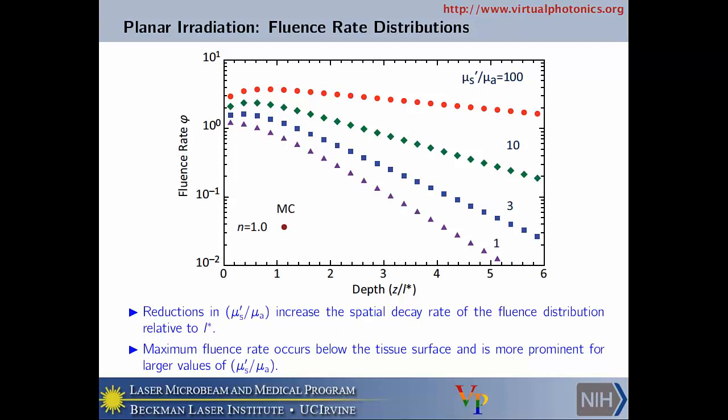If I were to take this piece of tissue out into the air, how do you think these fluence rate plots would change? Let's just think at the surface. Will it be easier or harder?